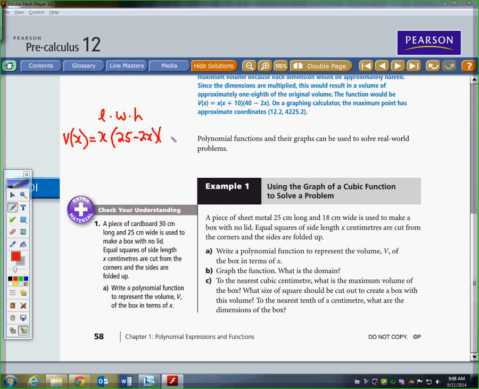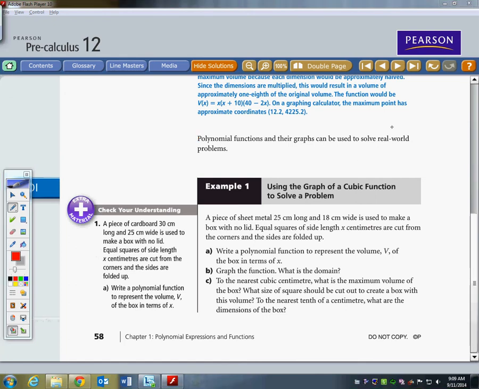And then the height, or no, what are we left with? I'm getting my dimensions mixed up. I guess x would be the height. I did the height first, and then this is the width, and then last would be the length, 30 minus 2x. And it doesn't matter which order you put those polynomials in. There's the first part. That's the answer to A.